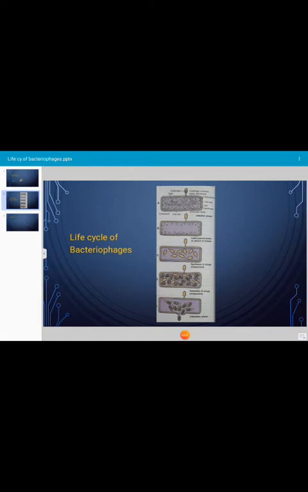The phage DNA is replicated in the region of the chromatin body of the bacterium or host cell. The ribosomes which are present in the bacterial cell start producing new phage coat protein, new viral protein. They produce viral proteins.